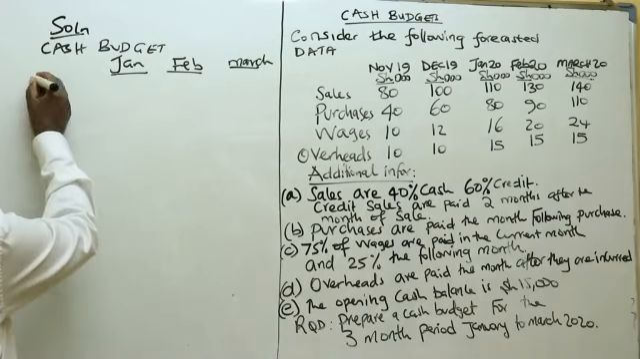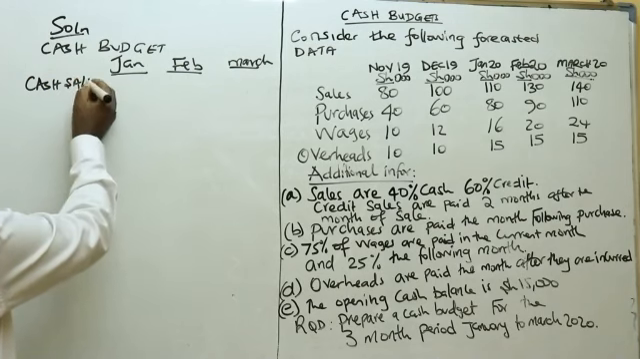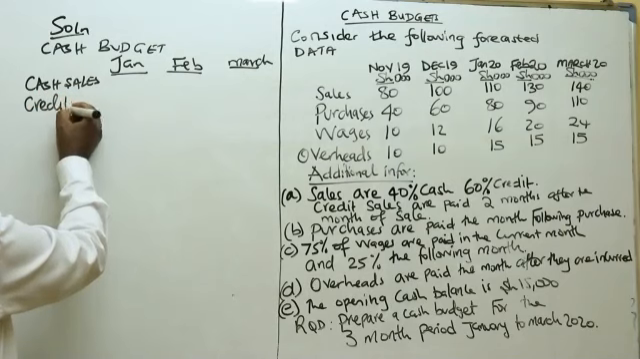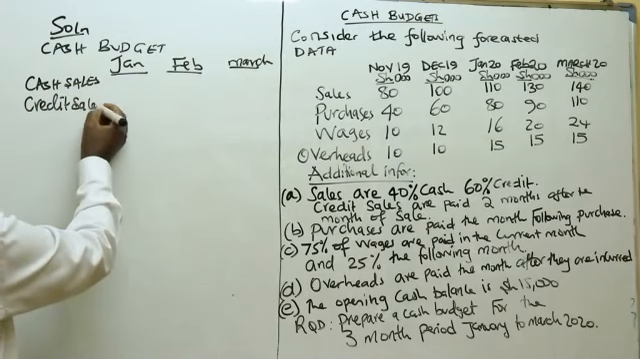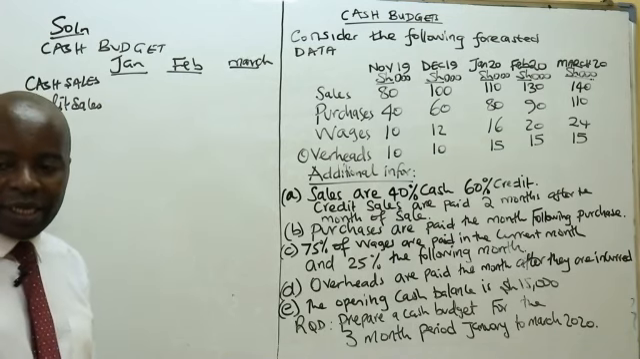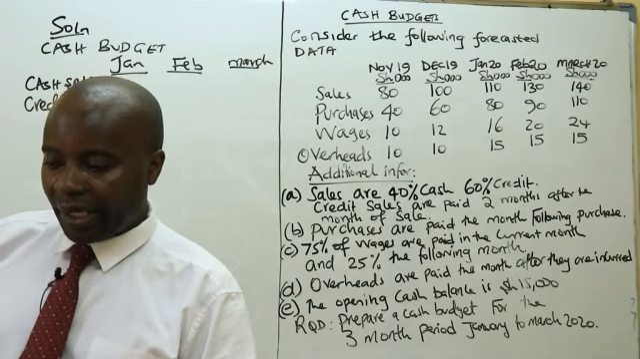Sales, of course, we have the cash sales, and then we have here the credit sales. Very easy. Cash sales and the credit sales.